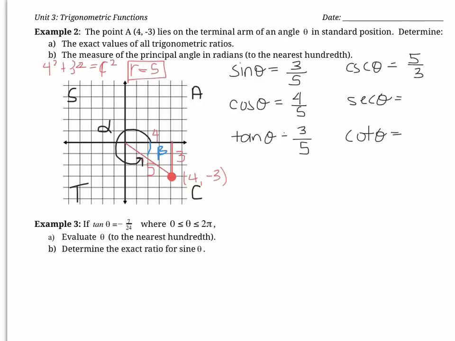So cosecant is just the reciprocal of sine. Secant is just the reciprocal of cos, so we're going to put 5 over 4. And cotan is the reciprocal of tan, 5 over 3. So now let's make sure that our signs are right.